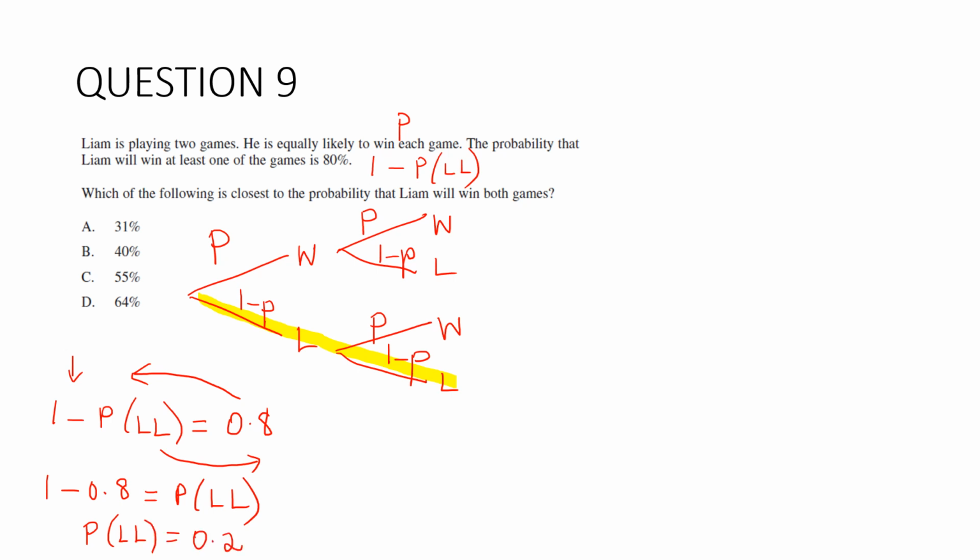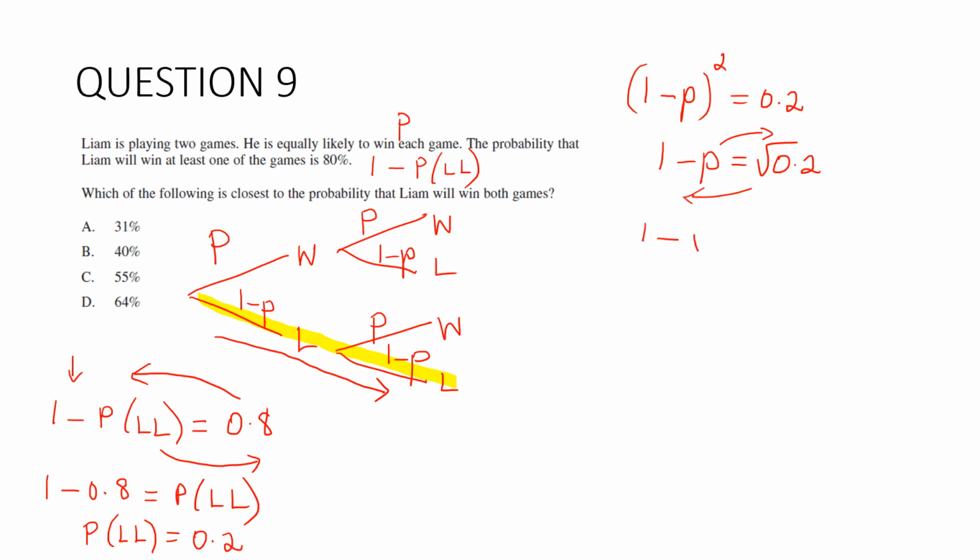Right, as we go across the tree, we are going to multiply the probabilities. So that means 1 minus p times 1 minus p, or 1 minus p squared, will equal 0.2. Square root both sides. 1 minus p is equal to the square root of 0.2. It's not going to be plus or minus because we're talking about probabilities, and probabilities are only positive. Again, let's switch this around. 1 minus the square root of 0.2 is equal to p.